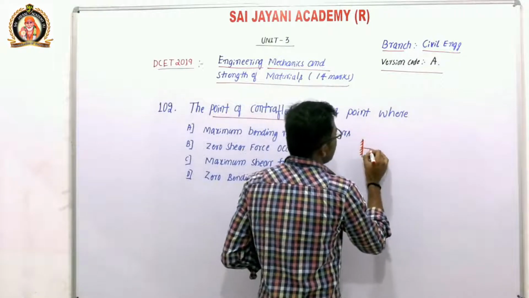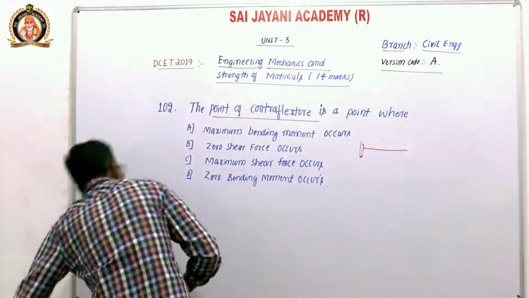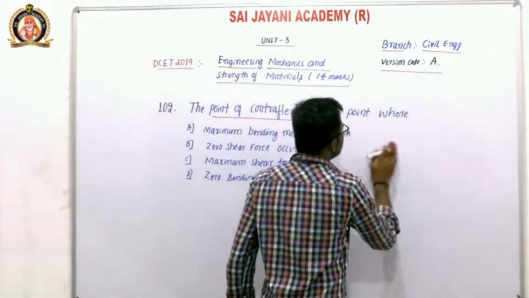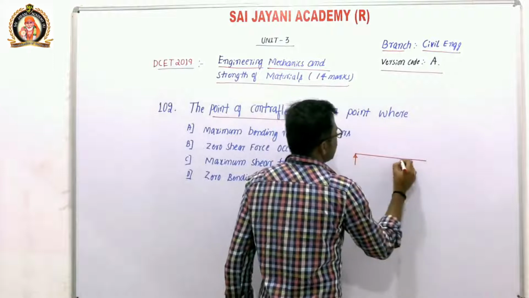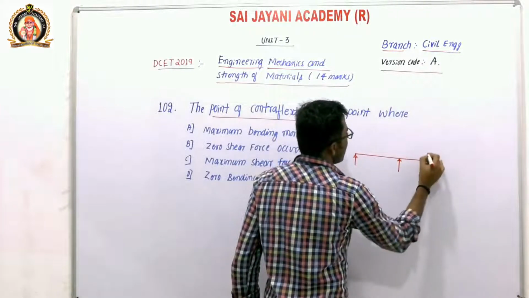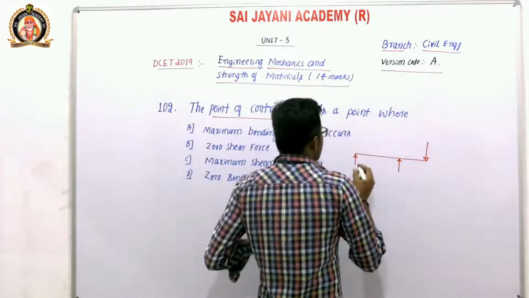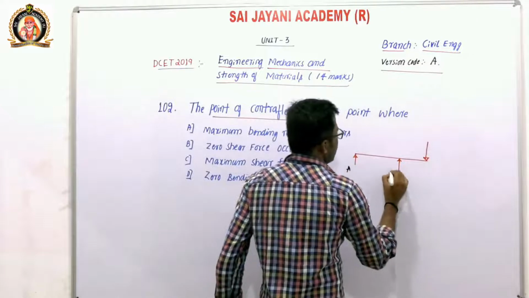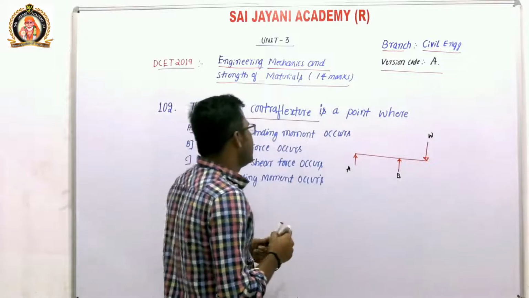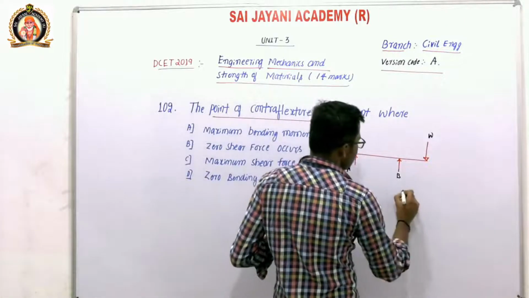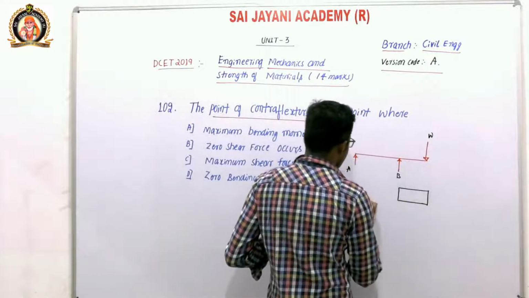So consider an overhanging beam subjected to point load. Consider an overhanging beam which is subjected to point load at its free end. So it is an overhanging beam, A, B are the supports and W is a point load acting at its free end. Then the shear force diagram becomes, so this is the shear force diagram.